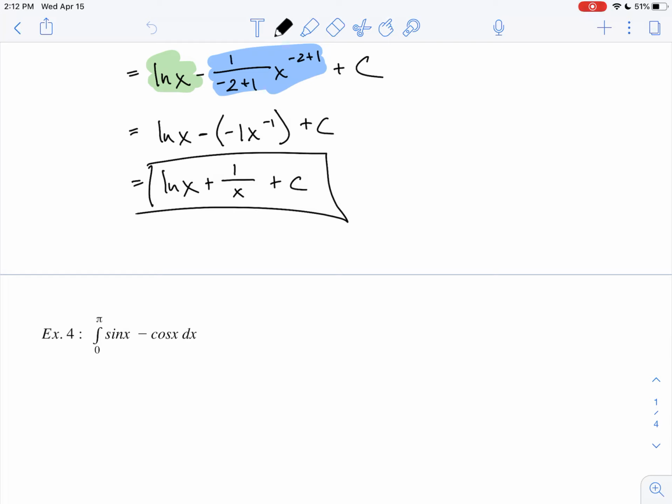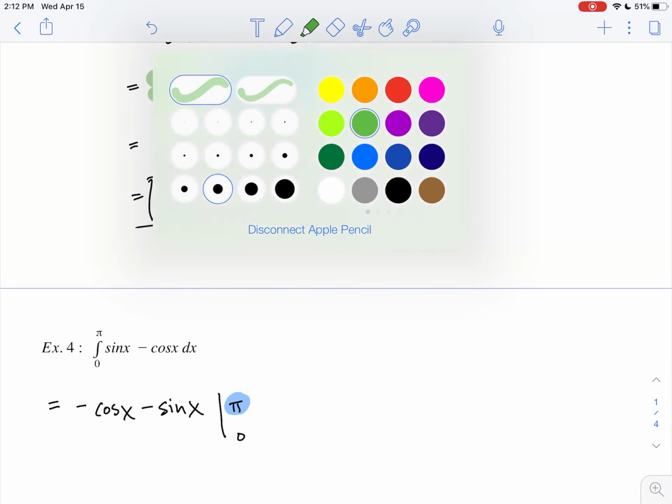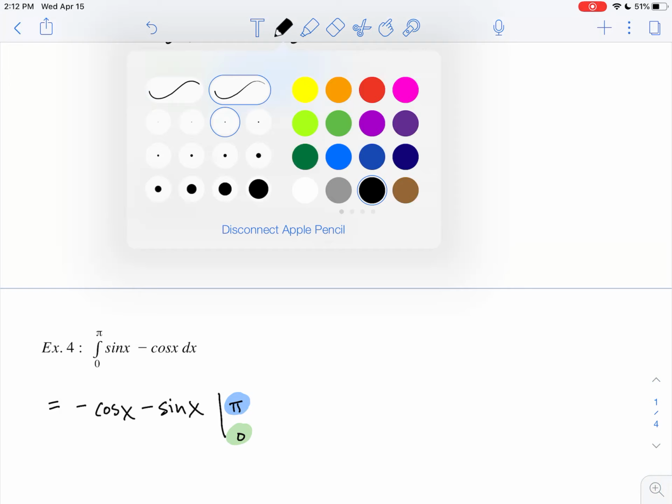Okay. So let's go ahead and tackle 2 more examples. And these ones are going to be definite integrals, so we practice plugging in our bounds like that fundamental theorem of calculus part 2. Okay, so no powers here to worry about rewriting. I just need to think about my trig derivatives. So the integral of sine is negative cosine minus the integral of cosine is sine. And instead of the plus c, I draw the vertical line.